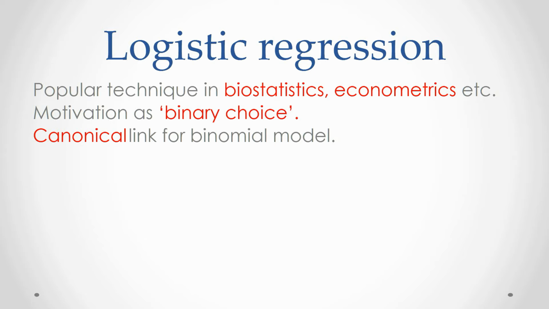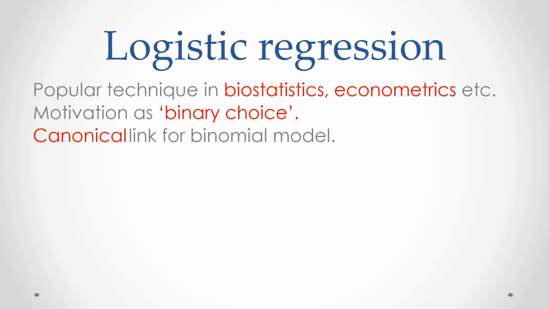Logistic regression is a popular technique in many fields, including biostatistics, econometrics, etc. An intuitive reason for its popularity can be motivated as the binary choice model, which we have seen in another module. There is also good mathematical justification for using this model, and the reason is that the logit link turns out to be the canonical link for the binomial family of distributions.